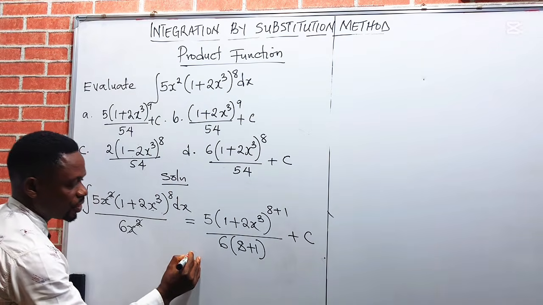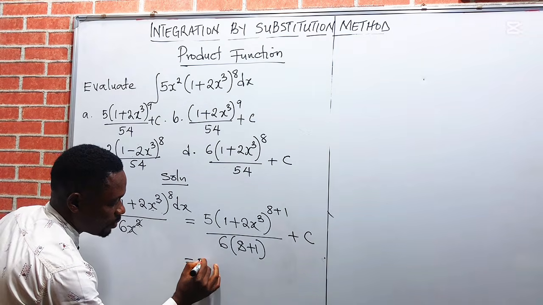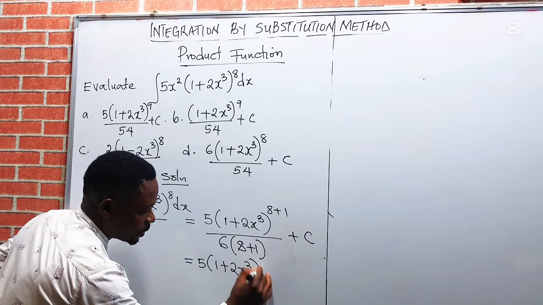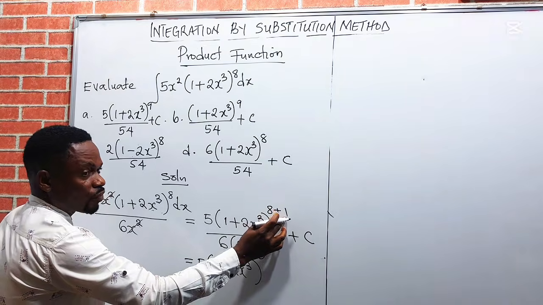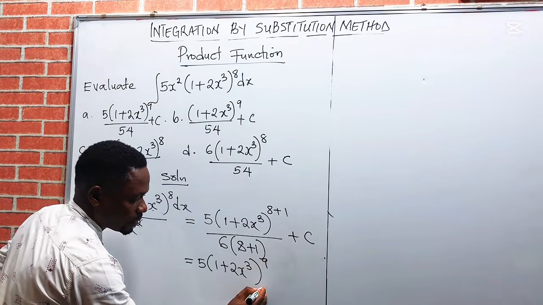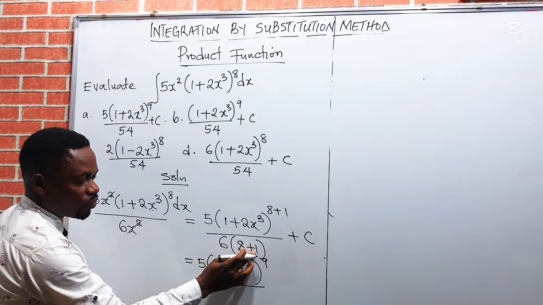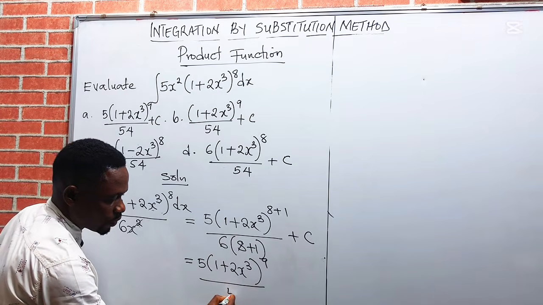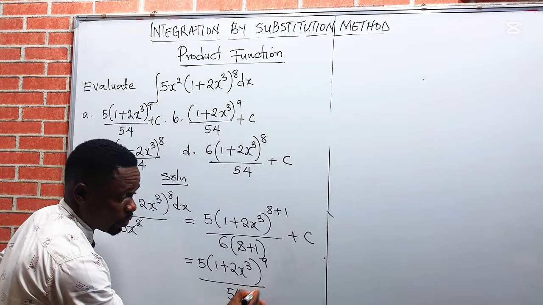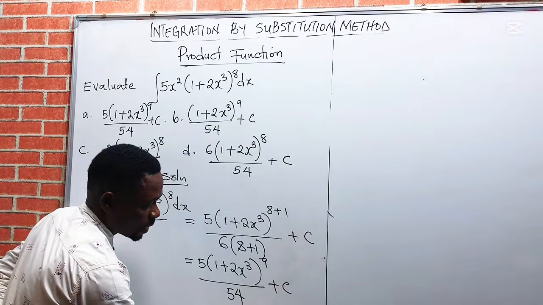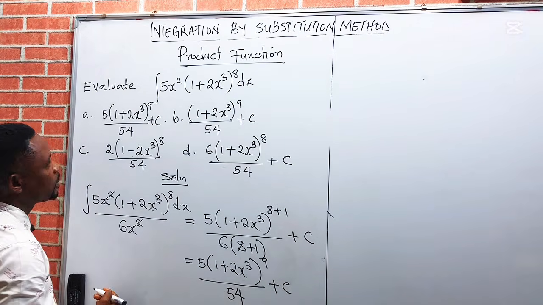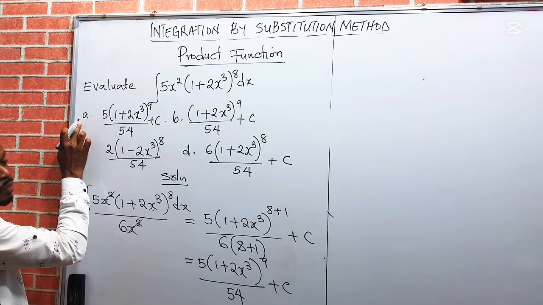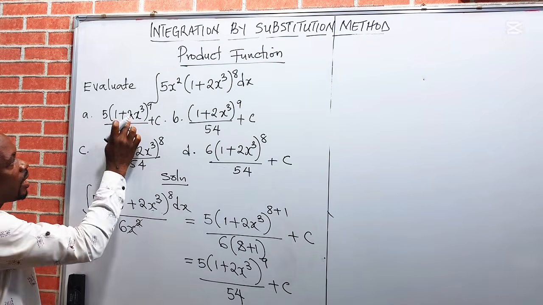Now, if I continue, I'll be having 5 bracket 1 plus 2x raised to the power of 3. Now, 8 plus 1 will give you 9. Then all over, 8 plus 1 is also 9, and 9 times 6 will give you 54. Then plus C. And that is the final answer. Let us observe it now in the options. Oh, wonderful. The option is option A. I have 5, I have this.